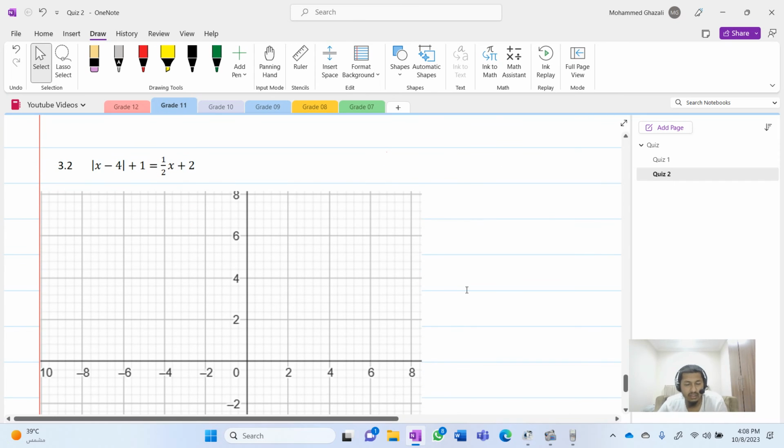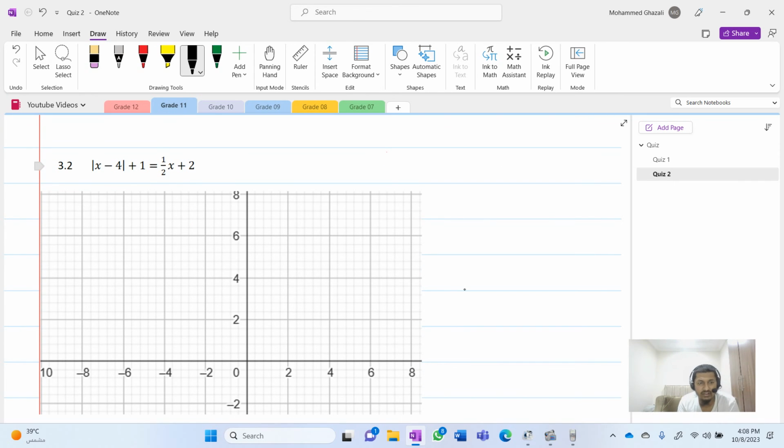Next one, we want to solve this absolute value function. So we have f of x and we have g of x. We want to see at which points they are equal. So we have the first graph f, the vertex will be 4 and 1, and we know this graph is a V graph, a positive V graph.